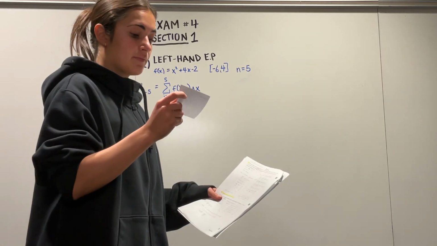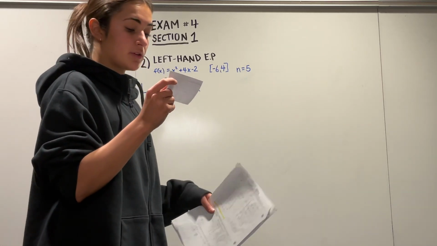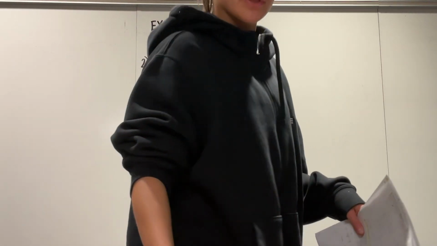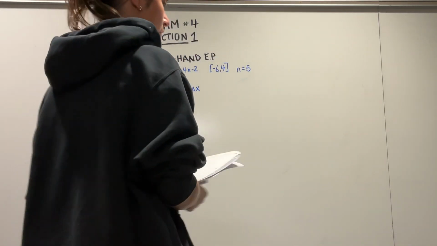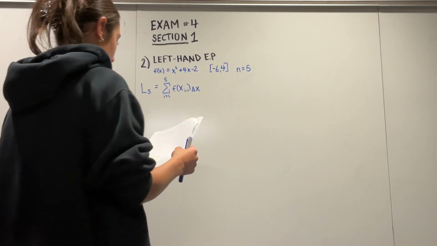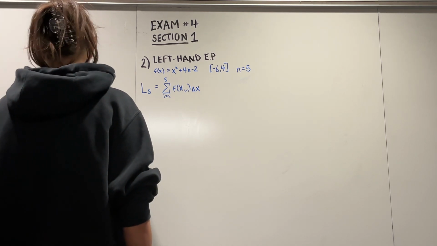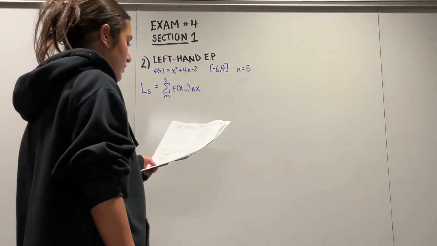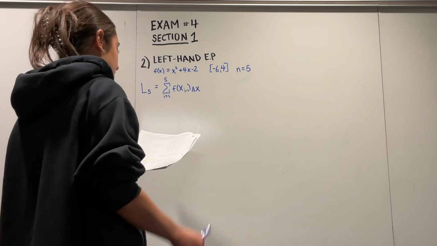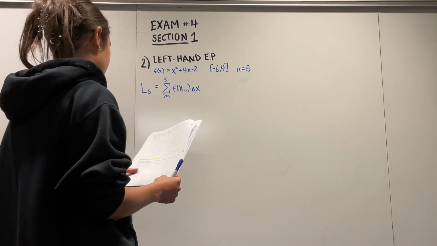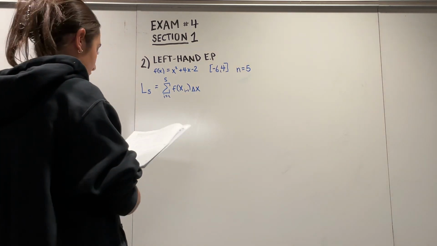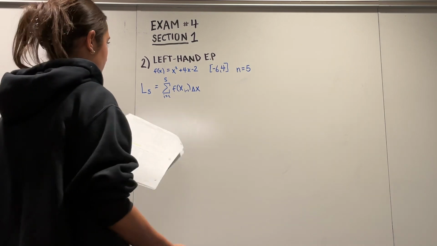Exam 4, page 2, section 1, question number 2. And the question says, consider the function x squared plus 4x minus 2. Provide a left-hand endpoint estimation of the area under the graph of f of x between x equals -6 and x equals 4 using n equals 5 rectangles.